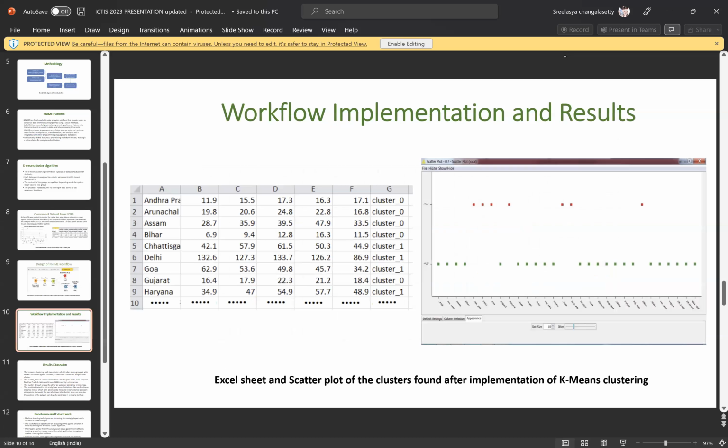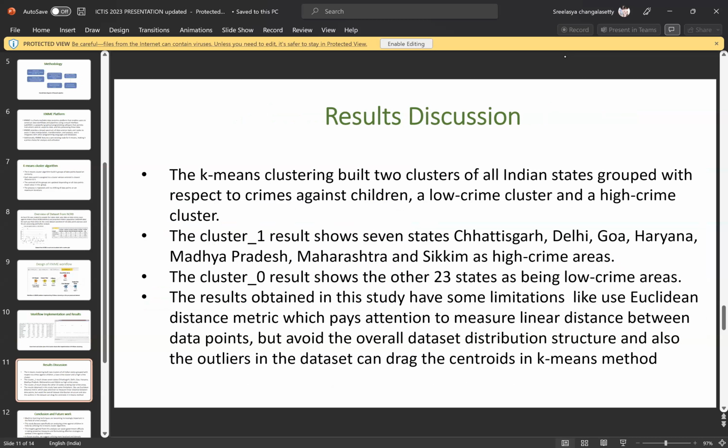So these were the results we got. On the one hand, you can see our results in the Excel sheet and also visualized in a scatter plot. So as I was saying, we wanted to classify the data into high risk and low risk areas. So we created 2 clusters, labeled cluster 0 and cluster 1. And you can see the distribution, the red being high risk and the green being low risk areas. So a bit more detail on our results. We created 2 clusters, low crime and high crime.